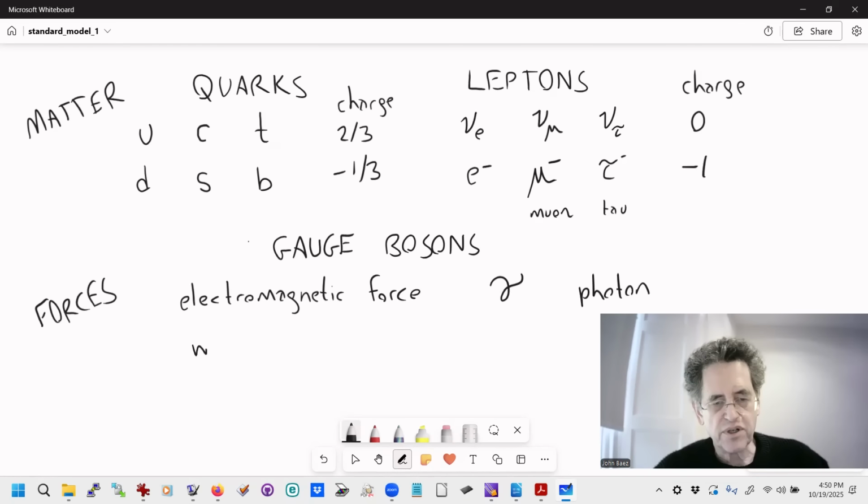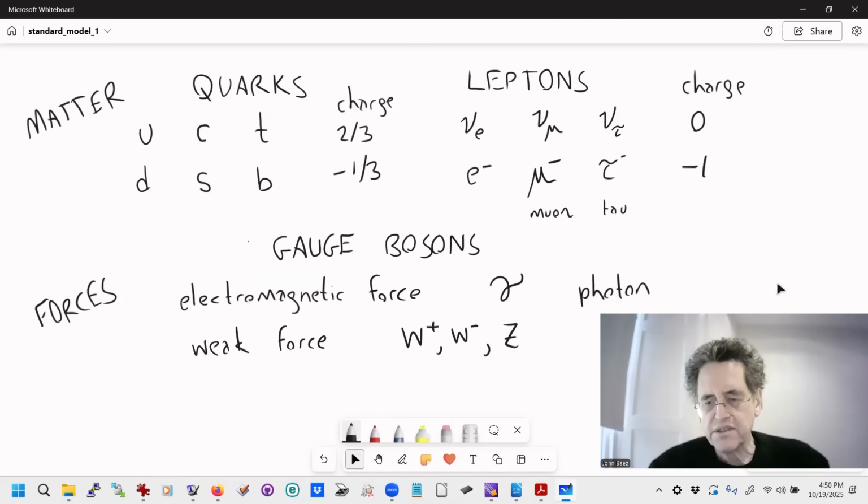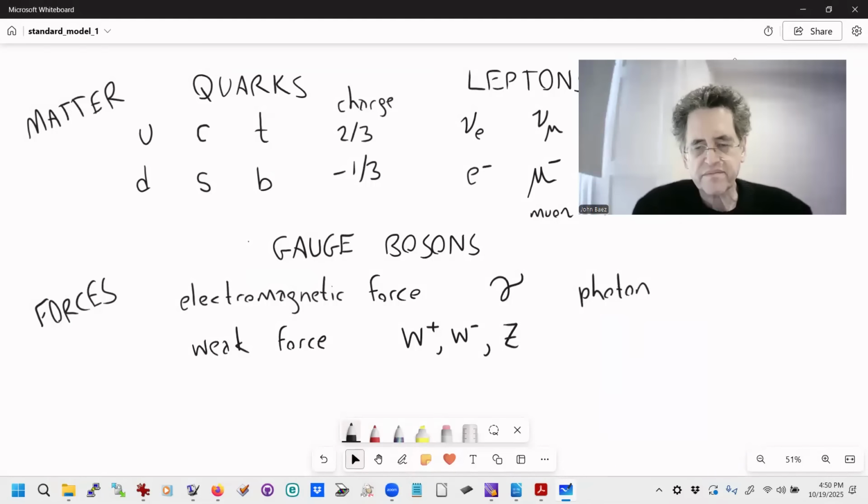But there's this other force called the weak force that's key for particles transmuting into other particles. And there are 3 gauge bosons that carry the weak force, called the W plus, because it's positively charged, the W minus, and the Z, which is neutral. I guess these are just called weak bosons collectively.